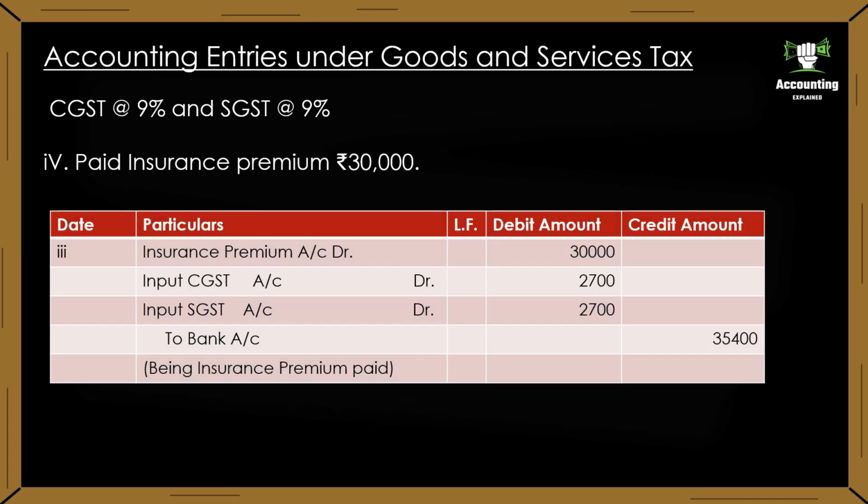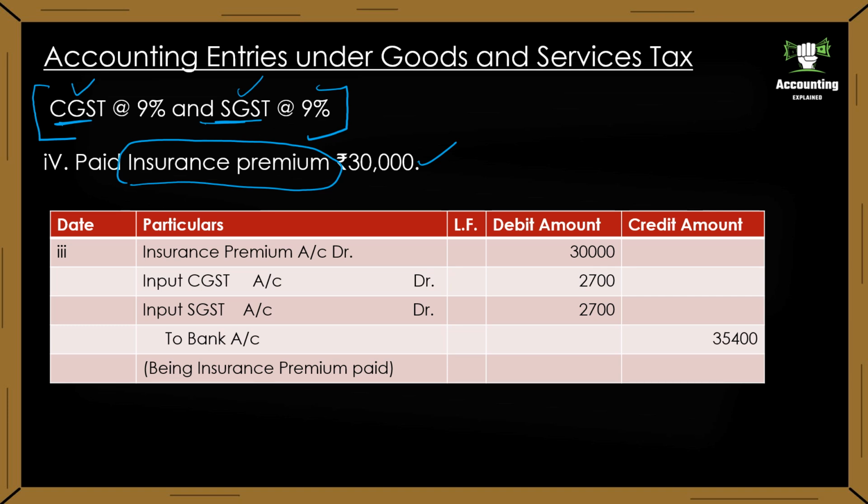Fourth transaction is paid insurance premium of rupees 30,000. As I have already told you, you have to keep CGST at 9% and SGST at 9% as common. The only analysis you have to make is within the state or outside the state. If it is within the state, take CGST and SGST separately. If it is outside the state, that is interstate, then call it IGST together, 18%. Now, when we pay insurance premium, we would have taken insurance only from our state. We would not have taken it from another state. So, we have to take the CGST part and SGST part separately.